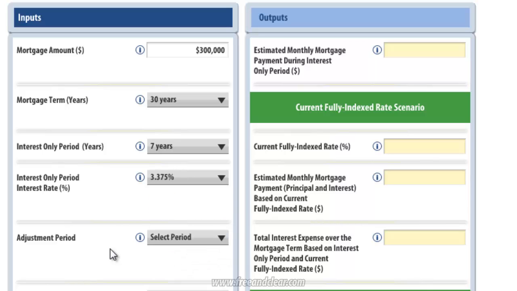The next input is adjustment period. This determines how frequently our interest rate will adjust during the adjustable rate period of the mortgage, so after the fixed rate period. If you click on the drop-down menu, it shows two options, annual or semi-annual. And I'm going to select annual because that is the most common adjustment period for an interest-only ARM. So the interest rate for our mortgage can change every year.